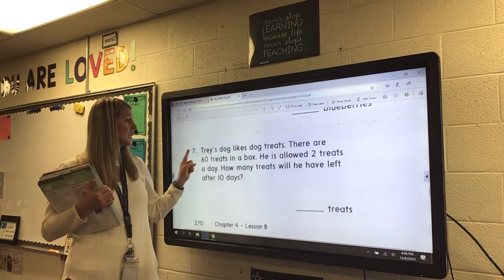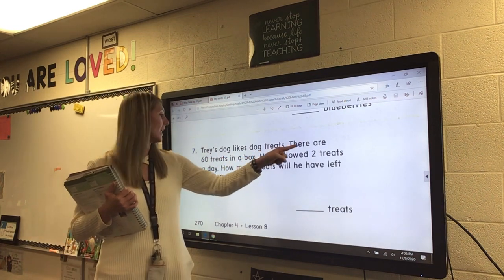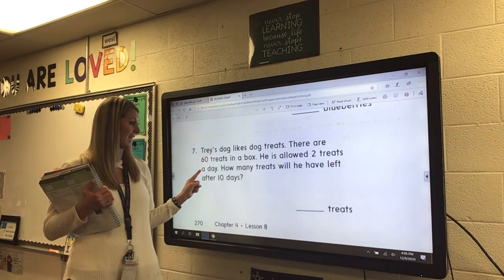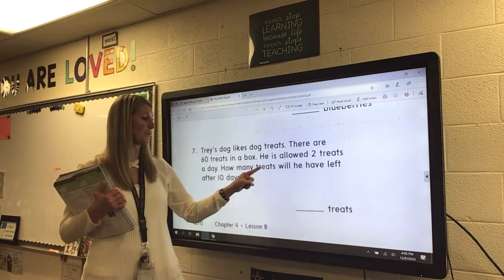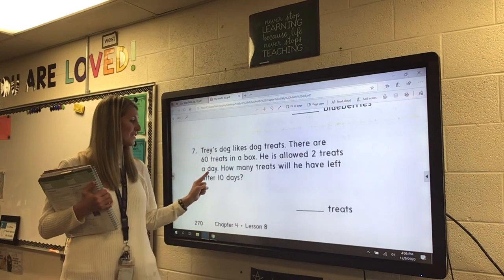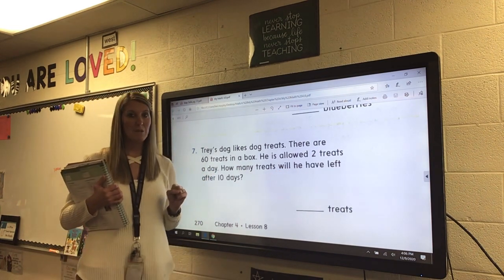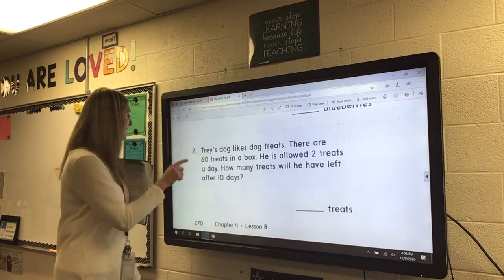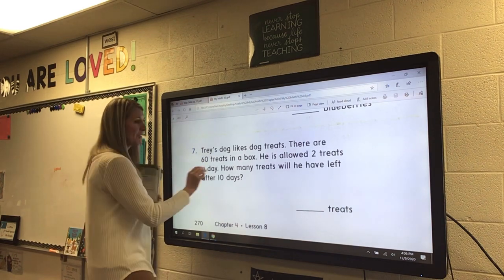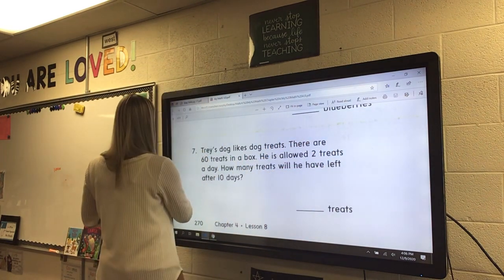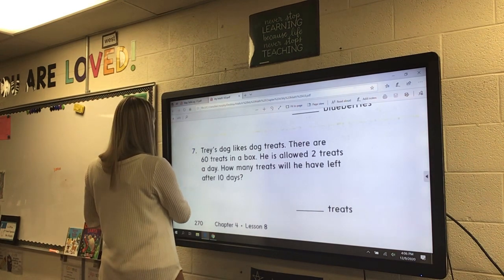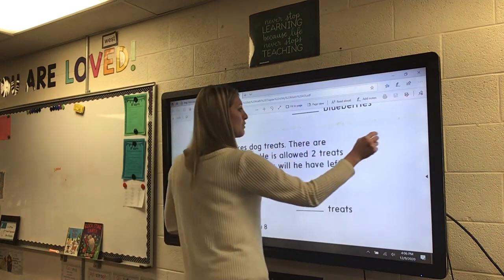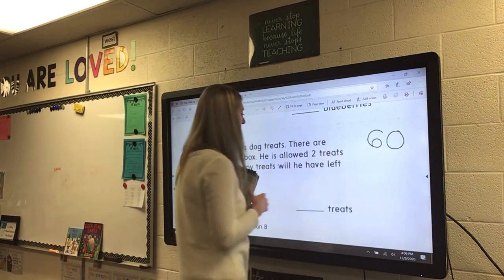And the last one, Trey's dog likes dog treats. There are 60 treats in a box. He is allowed 2 treats a day. How many treats will he have left after 10 days? So Mrs. Murphy's going to help you out on this one because this one's a tricky one. So if he starts with 60 treats, I want you to put 60 over here, and he can only have 2 treats a day. That's a good rule for a dog.